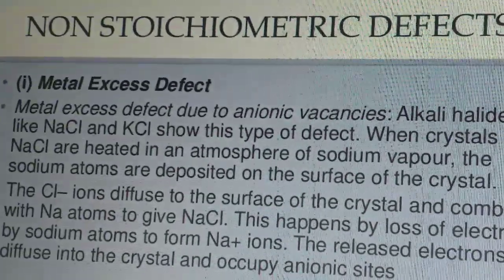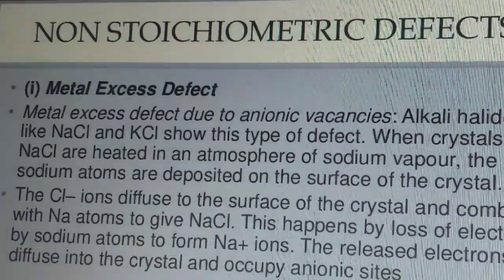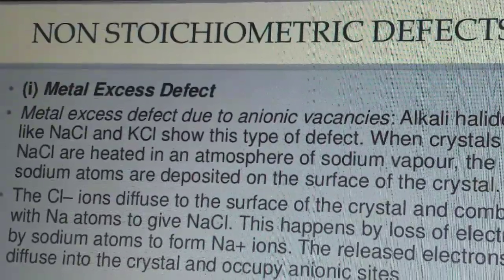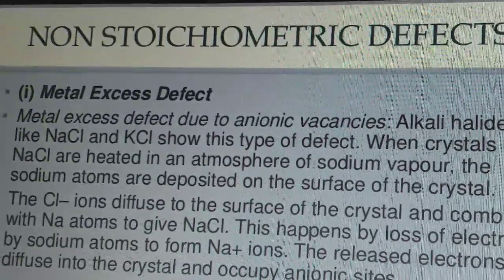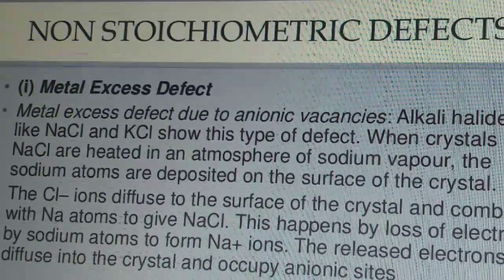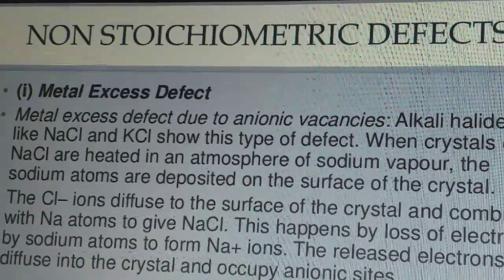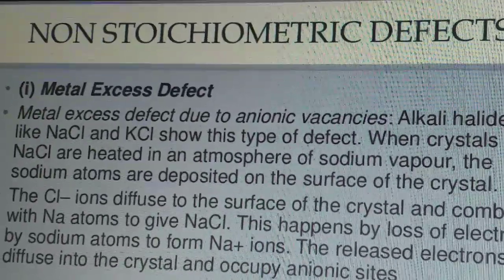When will there be the metal excess? One is by anionic vacancies. Second one is by the presence of extra cations in the interstitial sites. When will the metal be in excess? By anionic vacancies.